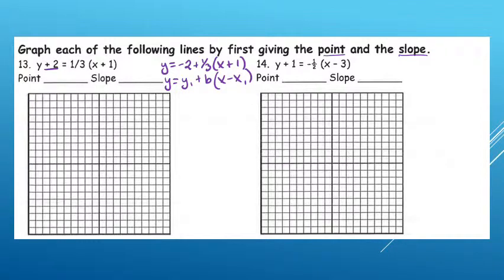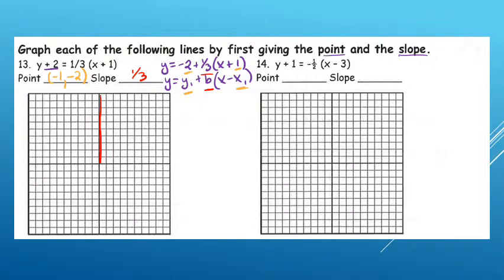And so that helps me think about my point, right? So again, my x1 and my y1, I'm going to pull those out here. So in this case, my point, it becomes plus 1, but since it was minus x1, my x value is going to be negative 1, and my y1 here is going to be negative 2. And my slope, my b value here, is going to be 1/3. And so now I'm going to go ahead and make a graph of that.